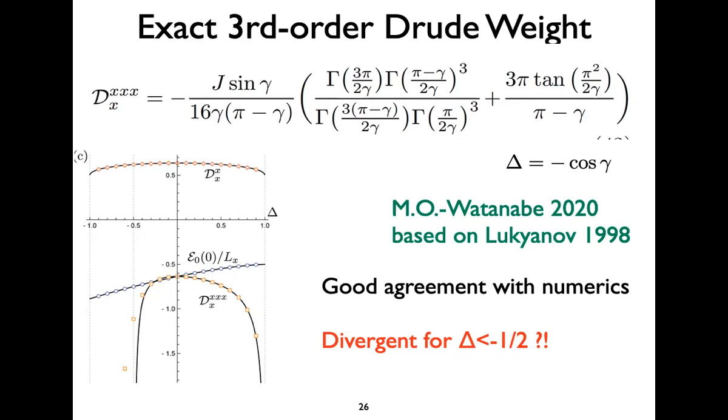But what is strange is that here the third-order Drude weight remains finite, but at delta equal to -1/2, the third-order Drude weight seems to diverge. And below delta equal to -1/2, it seems to be divergent. So that's kind of strange.